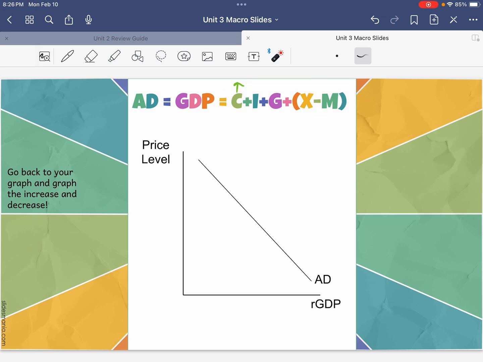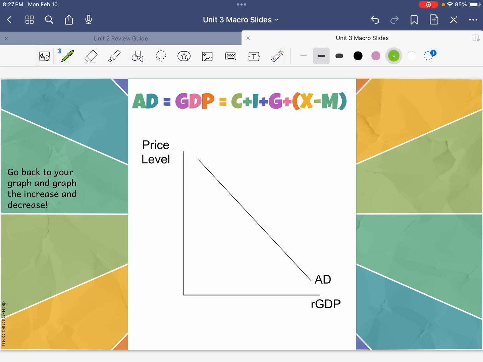It's all the things demanded in America. So it's a really big number. But if one portion of this goes up, then the whole thing goes up. Same for government. If one portion of government spending goes up, then the whole thing goes up. If one portion of investment spending goes up, then the whole thing goes up. If the amount of exports goes up, then the whole thing goes up.